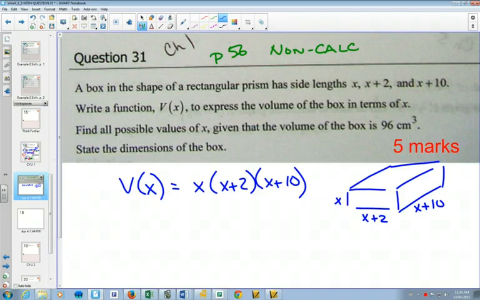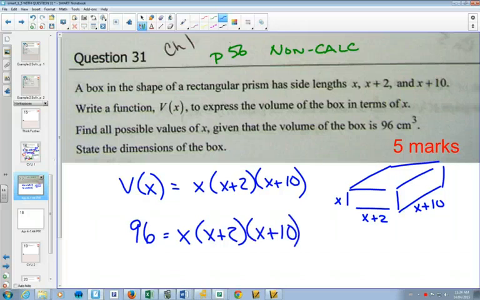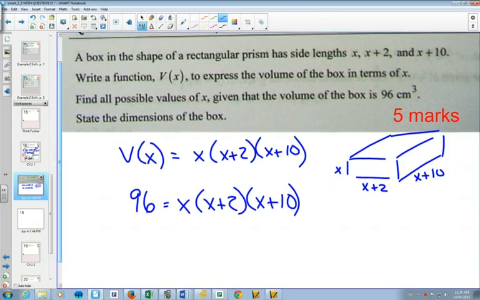Now this is the part which was difficult. Find all possible values of x given that the volume of the box is 96. So the second mark is knowing that I know that the volume is 96, and that it has to equal x times x plus 2 times x plus 10. Most people were able to get up to here, and then people got stuck, and they started resorting to guess and checking.